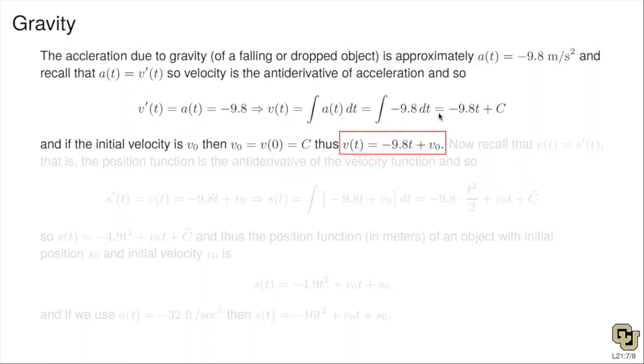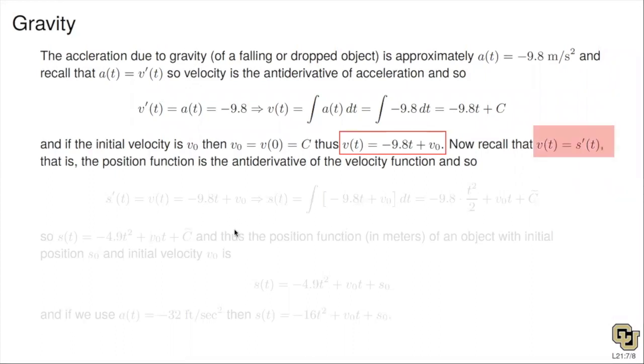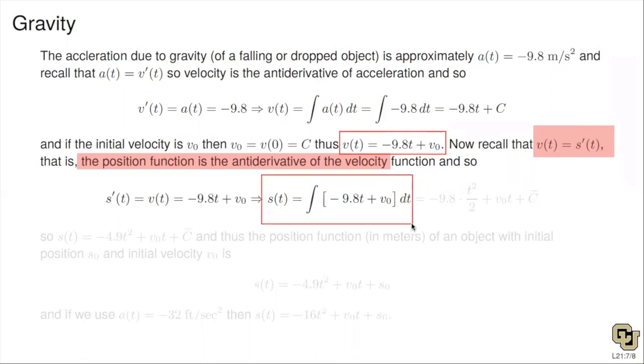And we can take this one more step. We know the velocity is the derivative of the position function. Another way to say that is that the position function is the antiderivative of the velocity. So if I know the velocity, by taking the antiderivative of the velocity I should be able to find the position. Here, s prime of t equal to v of t is exactly the same as saying s of t equals the integral of v of t. And now we go in and do the antiderivative piece by piece.